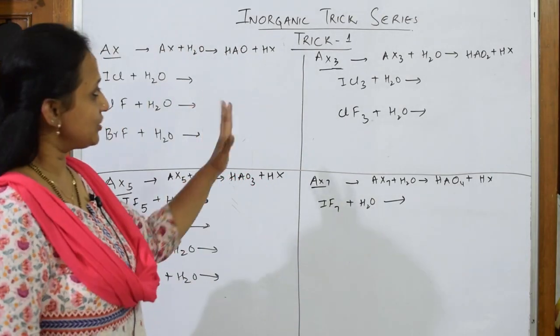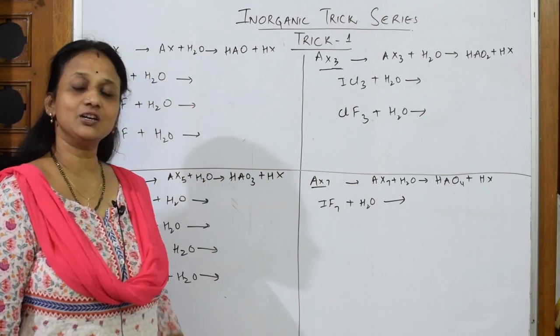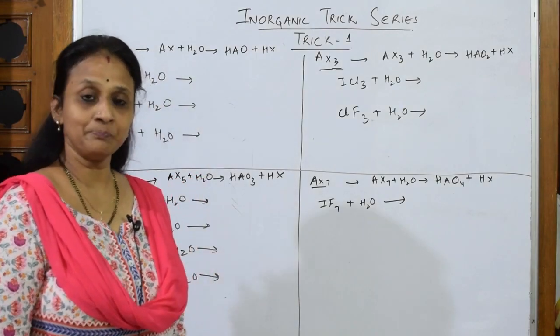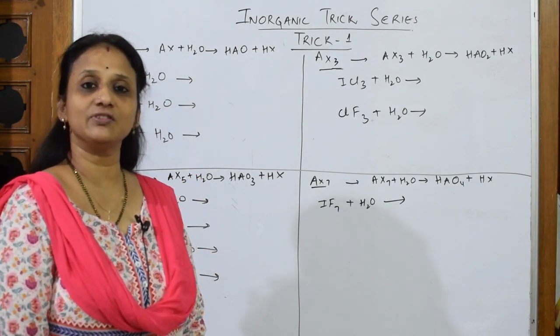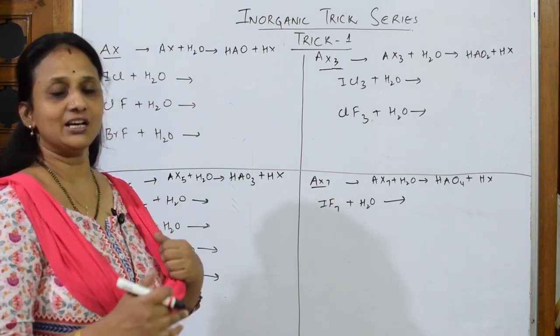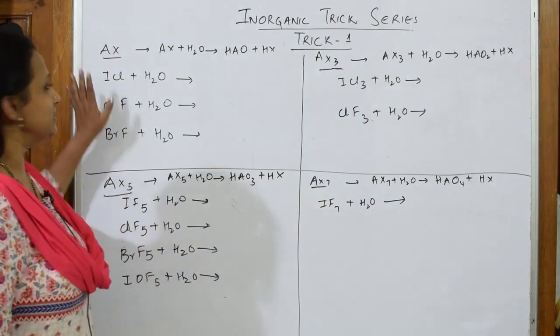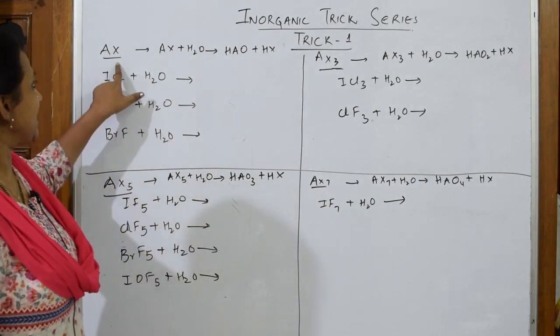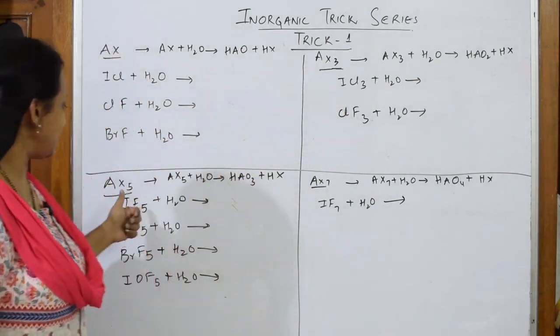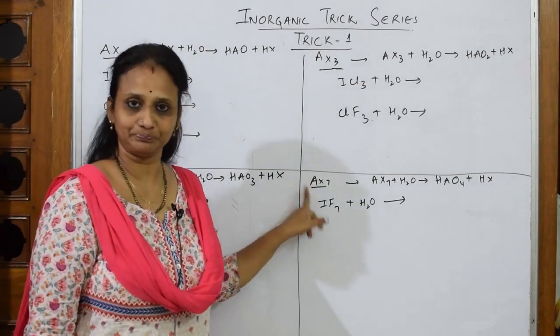So let's start. When I take these compounds, what are these? Basically all these are interhalogen compounds, isn't it? So whenever an interhalogen compound is given to you, suppose in the question paper they ask you so and so interhalogen compound combines with water. In interhalogen compounds, basically we have 4 sets. What are they? AX type, AX3 type, AX5 type and AX7 type.